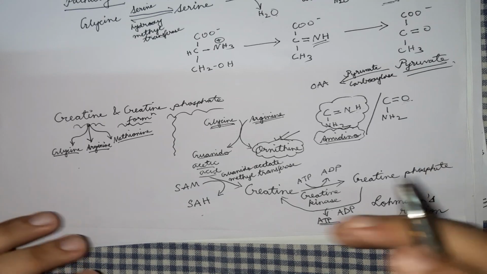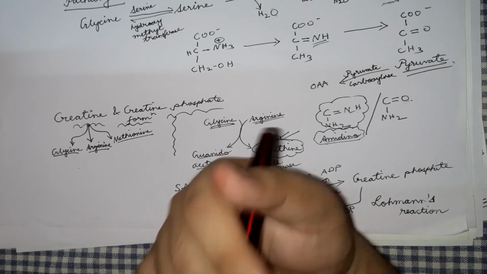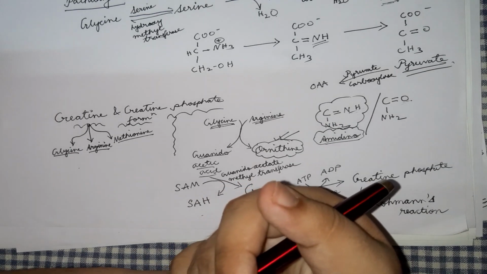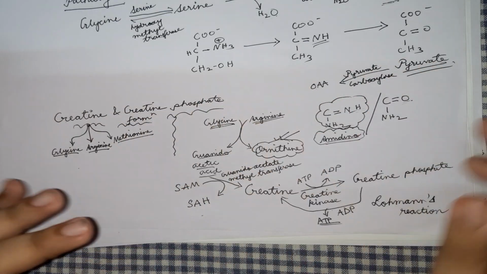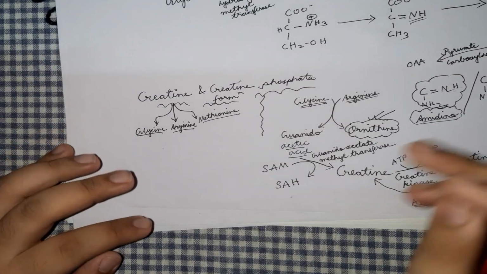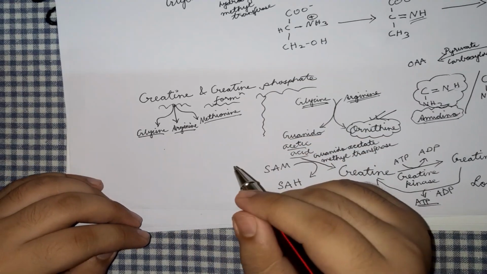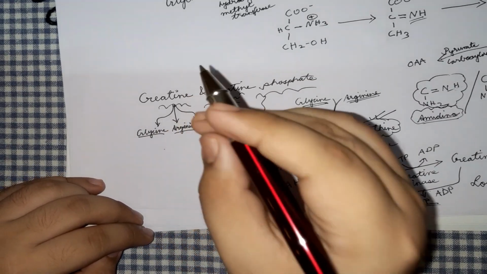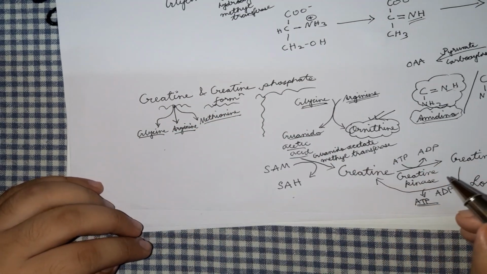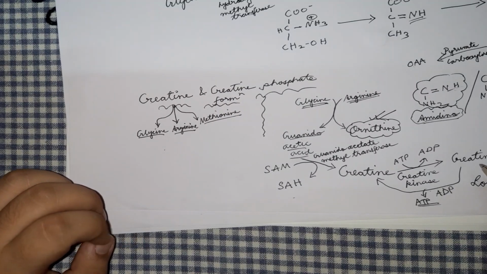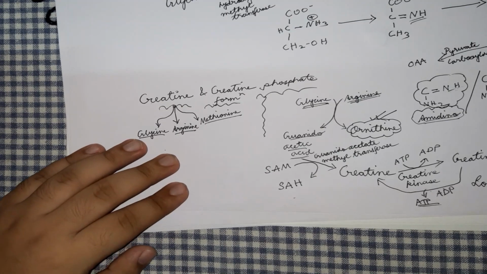Now you may have heard of the term creatinine as well, right? So what is the difference between creatine and creatinine? People used to get confused with these two terms, that is creatine and creatinine. So we need to clear up that confusion right now. Creatinine is the dehydrated form of creatine, and creatinine is actually a waste product as well. Alright, so this creatine phosphate can be dehydrated to form creatinine.